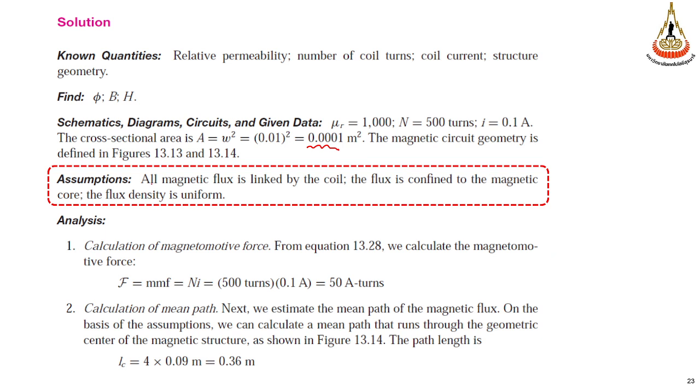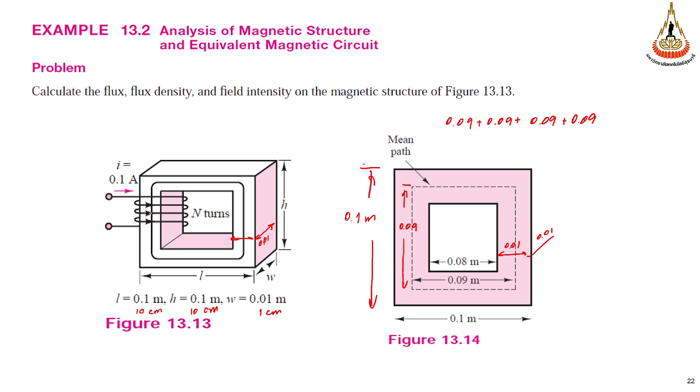So our assumption is all magnetic flux is linked by the coil, and the flux is conducted by the magnetic core. The flux density is uniform, right? So there is no leakage flux. All magnetic flux goes into the coil. There's no leakage flux like this. Okay, this is our assumption. But in practice, there is some small leakage flux. So we neglect the leakage flux.